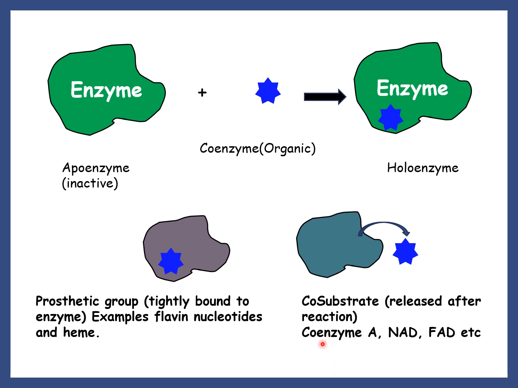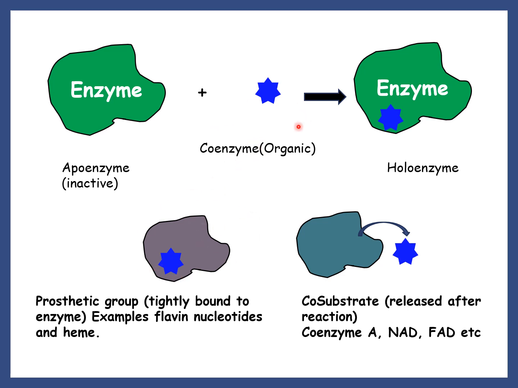So, for example, coenzyme A, NAD, and FAD are co-substrates for many enzymes in our body. So remember this: co-substrates are the coenzymes which are released after the reaction, and prosthetic groups are the coenzymes which remain permanently bound to the enzyme molecule even at the end of the reaction, or when the enzyme is not catalyzing a reaction. They remain attached to the enzyme.